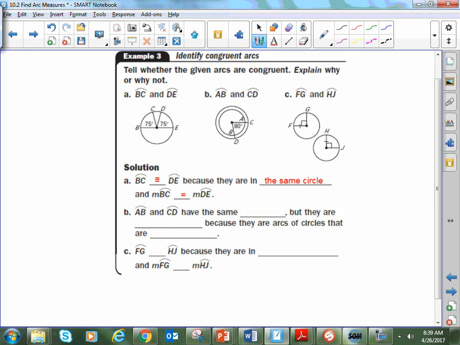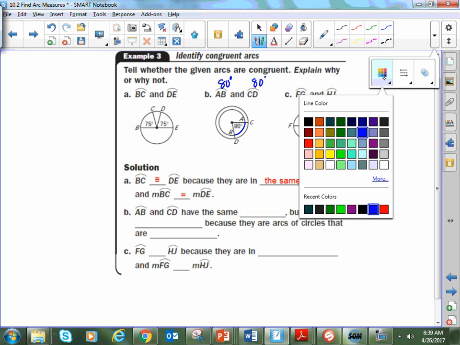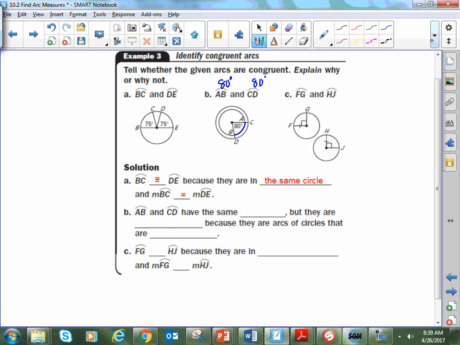Now, if we look at arc AB and arc CD, both of these have the same central angle, which is measured at 80 degrees. So both this arc and this arc are both 80 degrees. But are they congruent to each other? Well, arc AB follows this path here in blue. And let's say arc CD follows this path here in green.